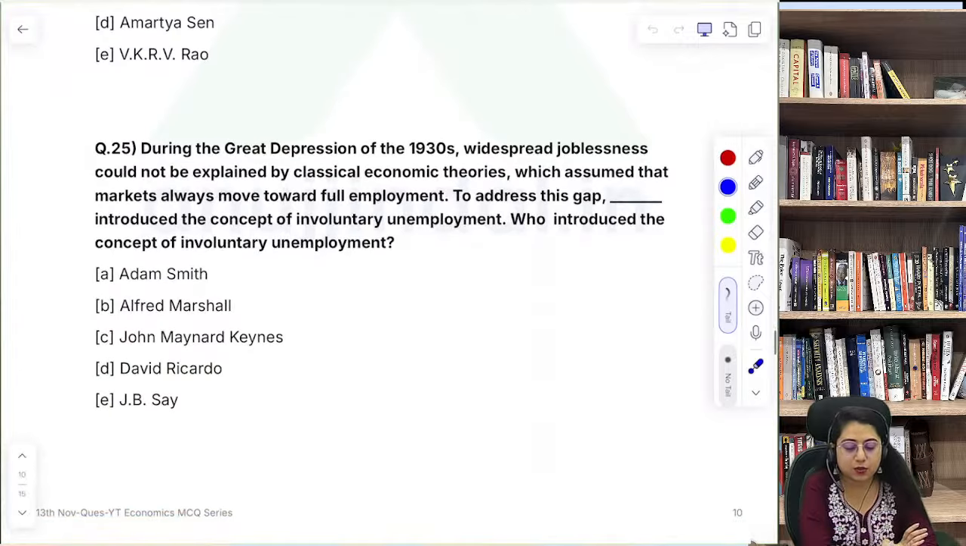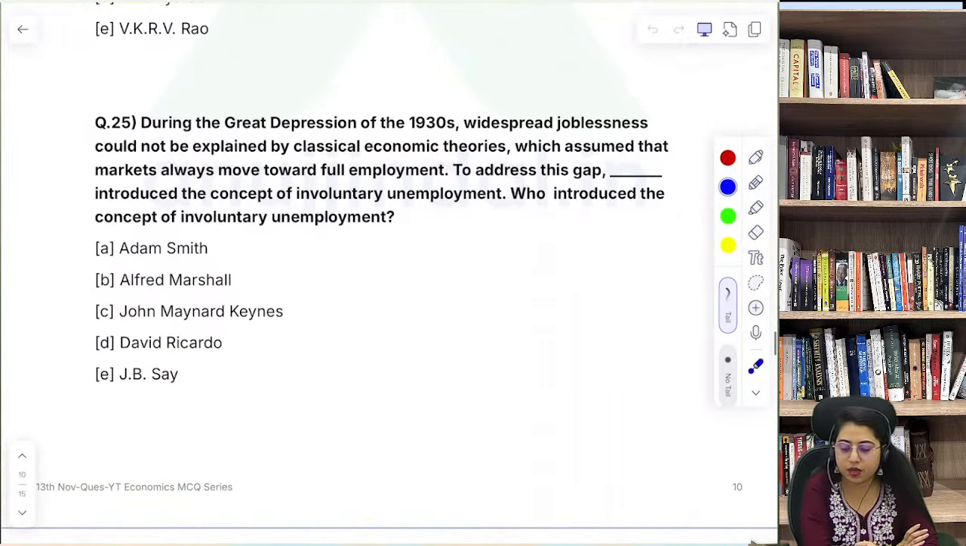Okay, so the last question for today. During the Great Depression of the 1930s, widespread joblessness could not be explained by the classical economic theories, which assumed that the market always moved toward full employment. To address this gap, who introduced the concept of involuntary unemployment? Who introduced the concept of?